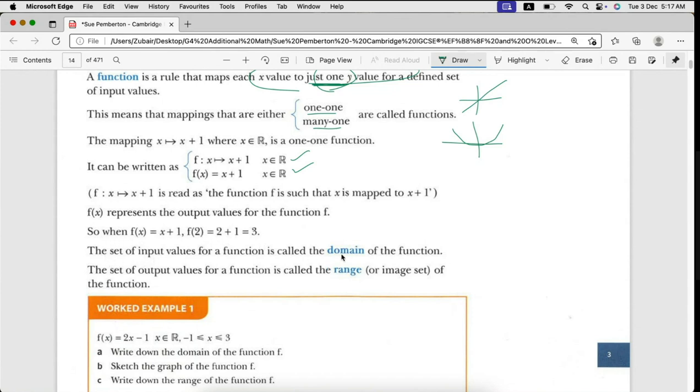The set of input values is the domain. These are the x values, and range is the y values.